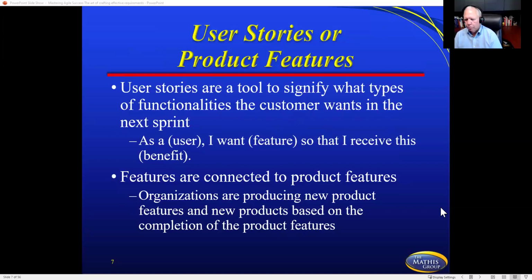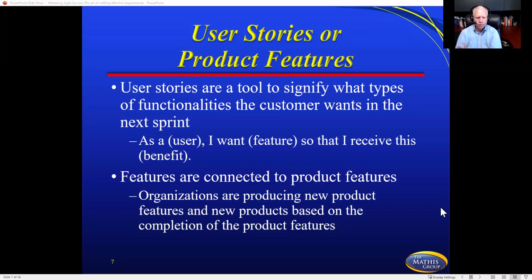The user stories or product features are one of the main drivers, obviously, because the customer is wanting certain things, certain type of functionality, certain types of features. So user stories are the tool that is used to be able to bring this alive in an Agile project. And so it signifies the functionality. And so I wrote the script here for you to be able to see so that it helps us narrow it down on what should be happening here. As a user, whoever that user is, I want this particular feature so that I can receive this particular benefit.